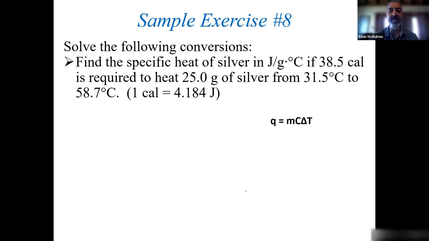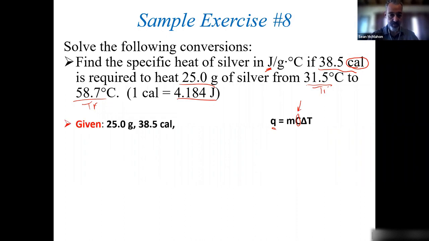Q equals mCΔT. What do I know? Find the specific heat of silver, so I'm looking for the C. I have 38.5 calories, so that's my heat, I have 25 grams of it, and I'm going from 31.5 degrees Celsius to 58.7. So that's my initial temperature, and that's my final. Now, what's tricky is my heat's given in calories, but they want the specific heat in joules. What I can do is solve for the specific heat, leaving calories, and then eventually change it to joules using that conversion factor that we learned last lecture and applied in our sample exercise problems.